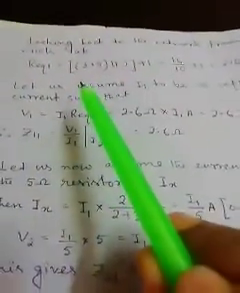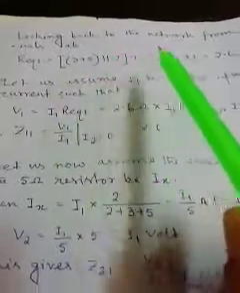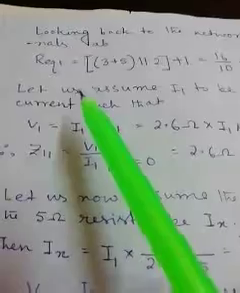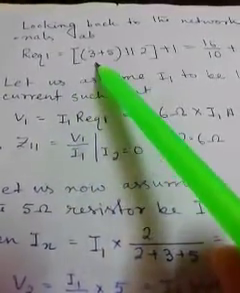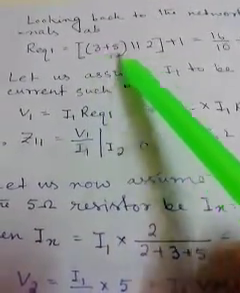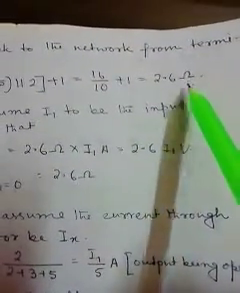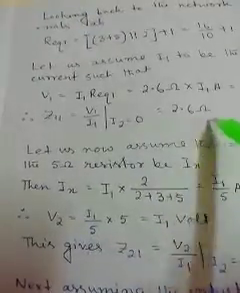So in the next page we are showing that looking back into the network from terminal AB, R equivalent 1 is calculated like this. Already we have explained why it is calculated like this. So 3 plus 5 parallel to 2 plus 1. Finally this value we get is the value for Z11. So this is the value for Z11. Now next what we have to do: it is written here that Z11 should be equal to 2.6 ohm.